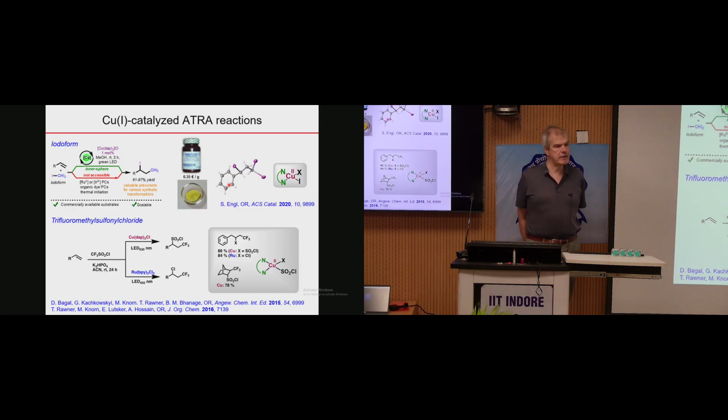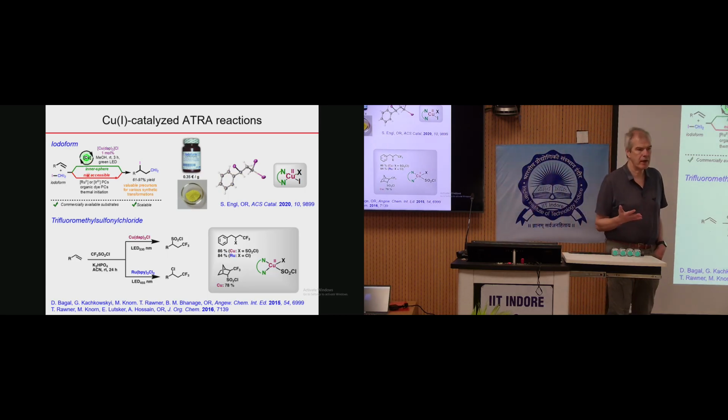But there was something else we learned. Now look at this. We are irradiating with green light here. That's 530 nanometers, and the absorption maximum of this catalyst is 455.